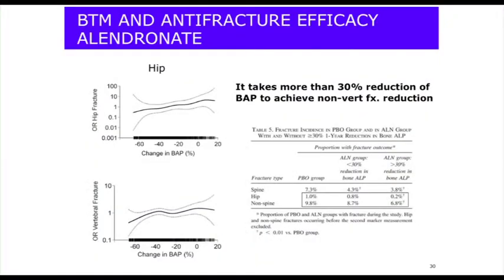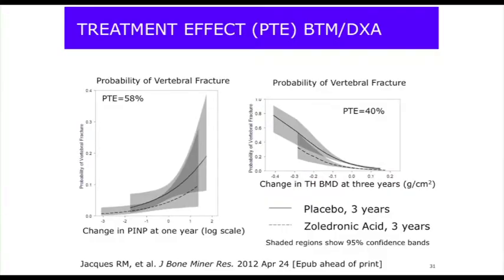But if you want to have an effect on non-vertebral fractures, hip and non-spine, then you see that the patients who had less of a suppression did not reach a significant reduction in fractures. So you need your markers to tell you whether you have reached your target. And you want your patients to end up at the lower level of the normal range of premenopausal women for all markers.